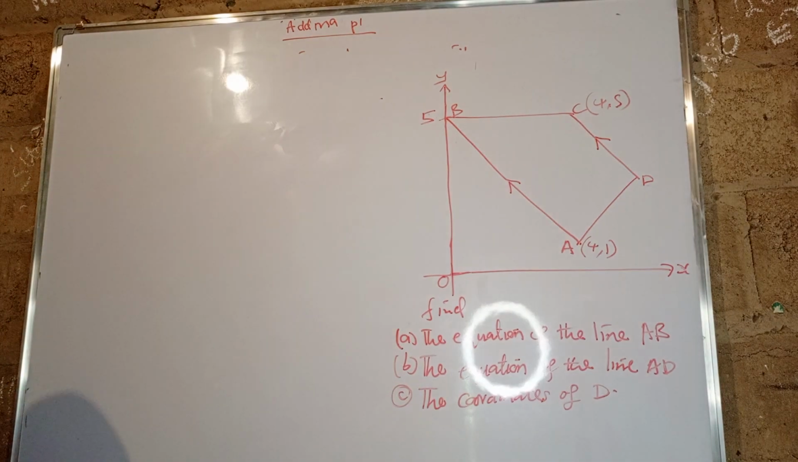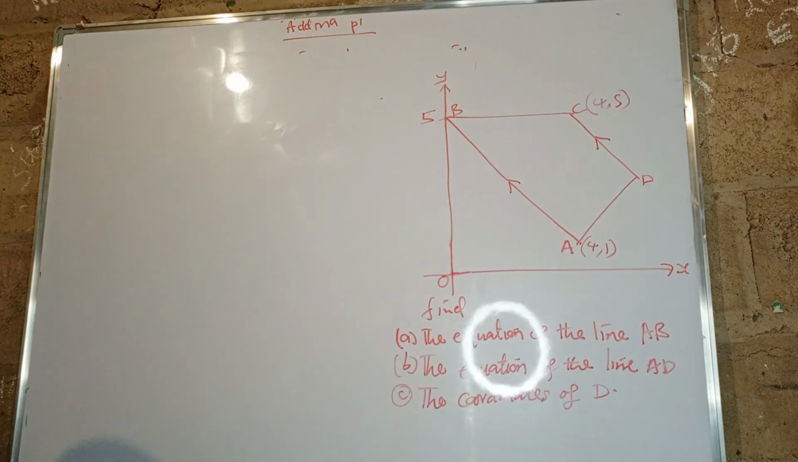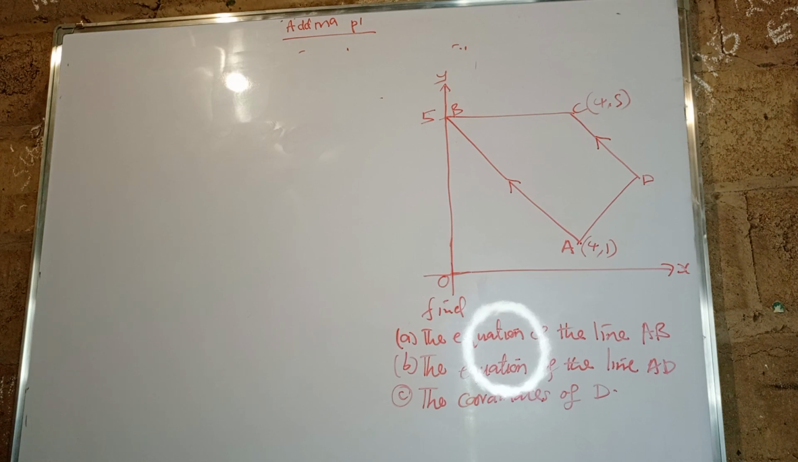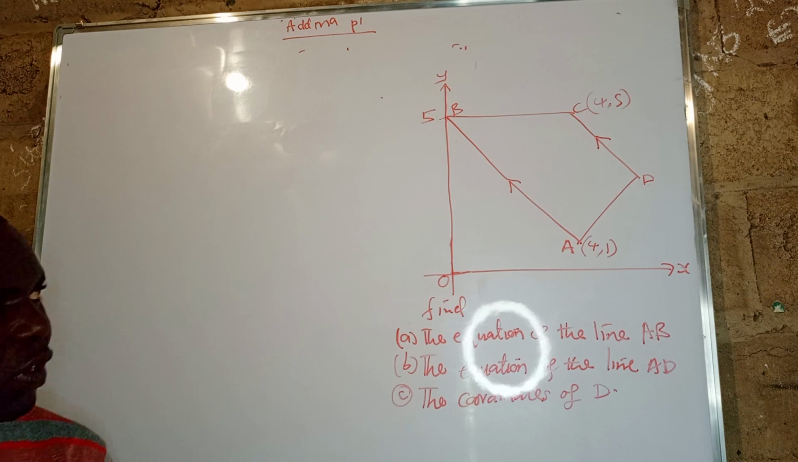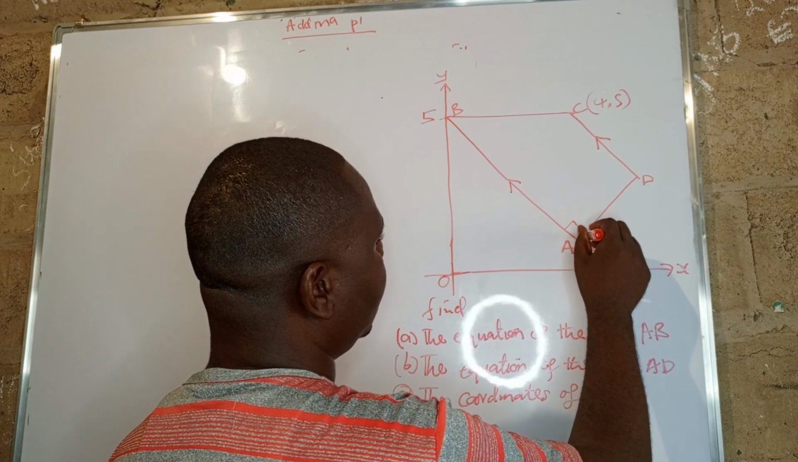So the question reads, in the diagram below, ABCD is a trapezium with A, which is (4,1), C, which is (4,3), as you can see from the diagram. Then the point B lies on the y-axis, and angle DAB is 90 degrees here.